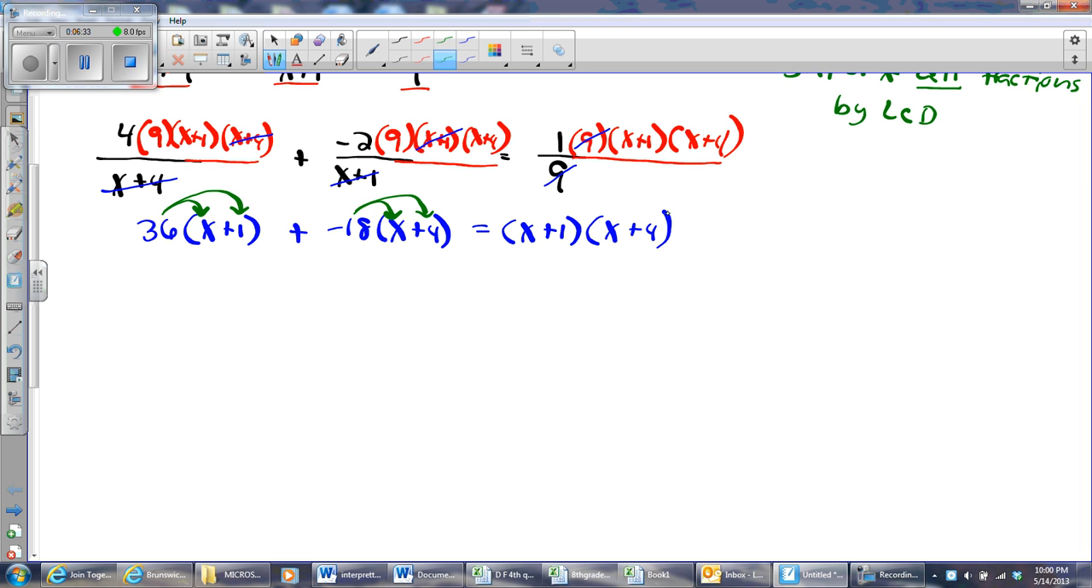Now this one here we call a FOIL problem. And you should all know how to FOIL. I taught you that earlier in the year. Okay, you have to apply previous knowledge to be able to do problems like this. It's not just brand new material.